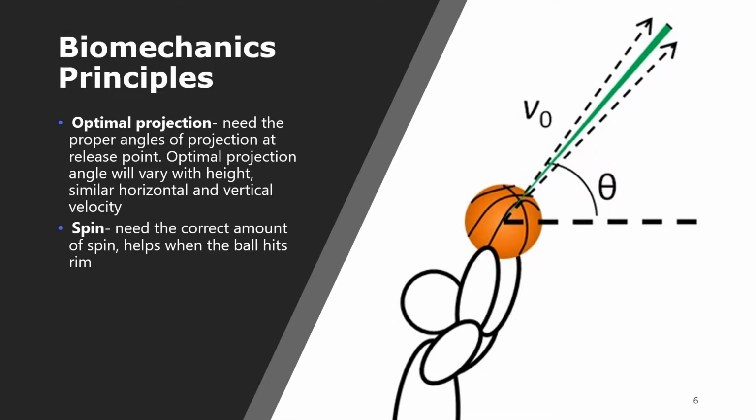Spin is another important concept when taking any shot in basketball. You really need the correct amount of spin. It really becomes important in order to get that forgiving bounce off the rim, or the shooter's touch, as they like to call it, I guess.